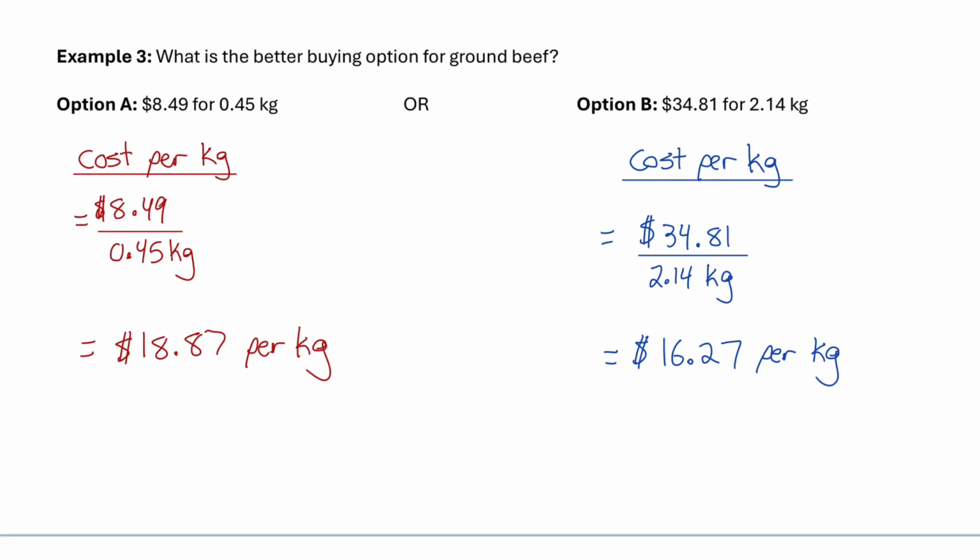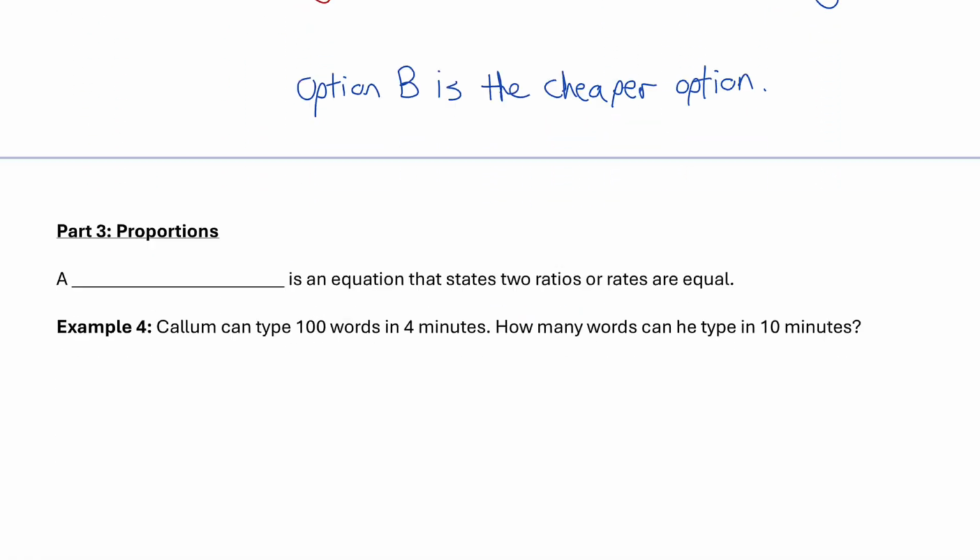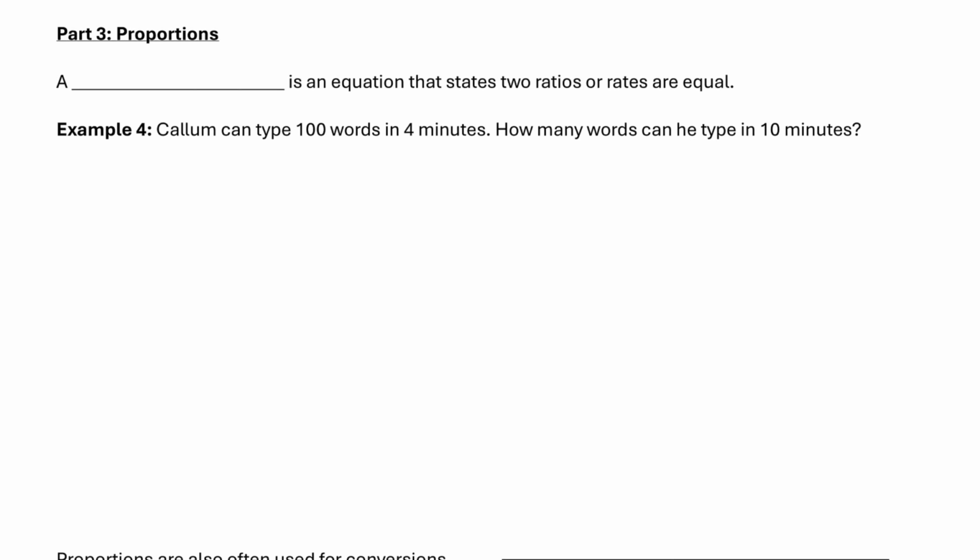So the better buying option, assuming they're the same quality of ground beef, would be to get the cheaper one. And now let's move on to part 3, where we look at proportions, where a proportion is just an equation that states that two ratios are equal.